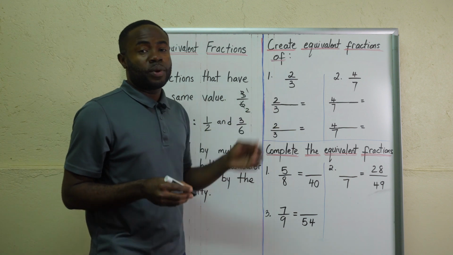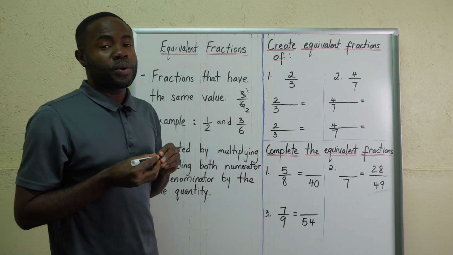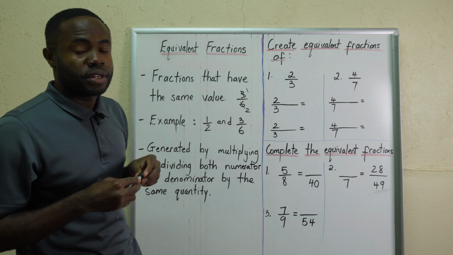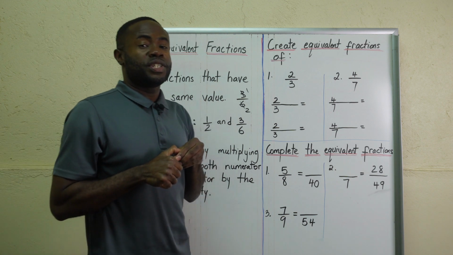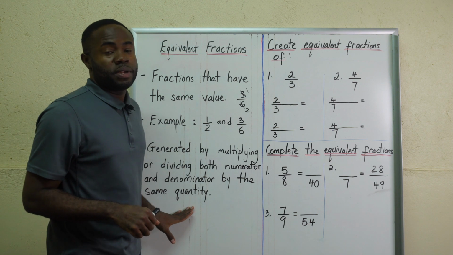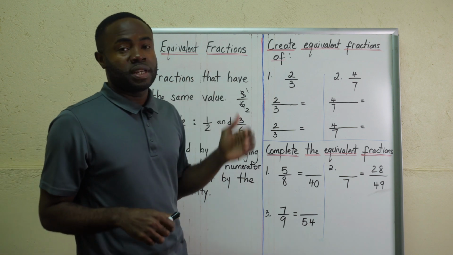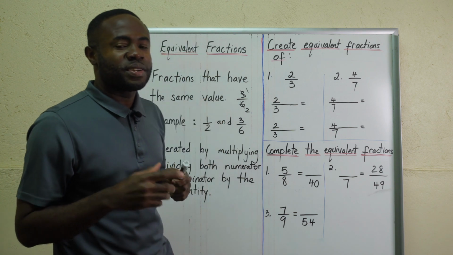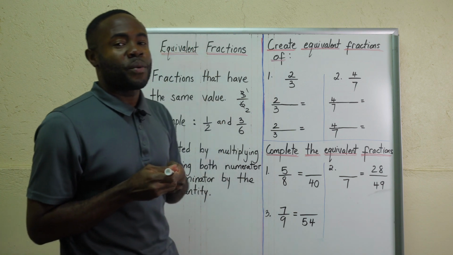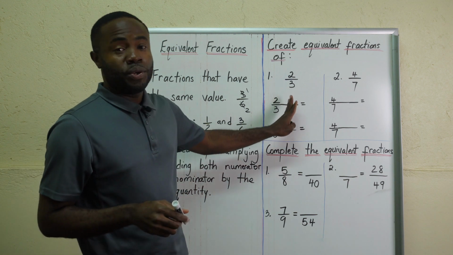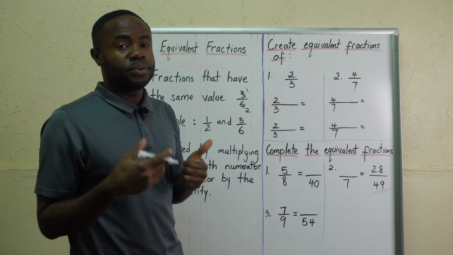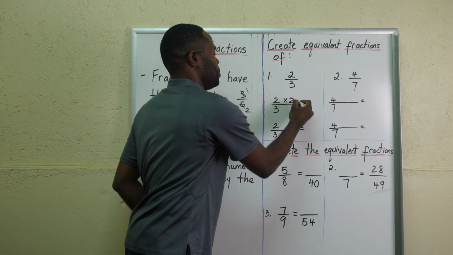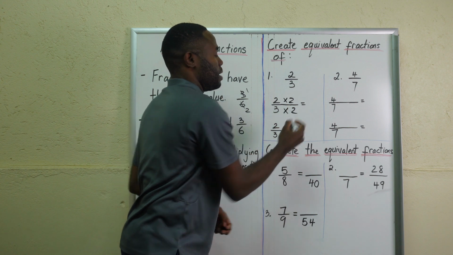The first example we have here is 2/3. What we're going to do is generate or create equivalent fractions of 2/3. What I want you to do now is to suggest a quantity that I can use to help generate an equivalent fraction of 2/3. What did he say? I think I heard someone in the box say 2. So we're going to multiply both the numerator and denominator of 2/3 by 2. So that would be 2 times 2 and 3 times 2.